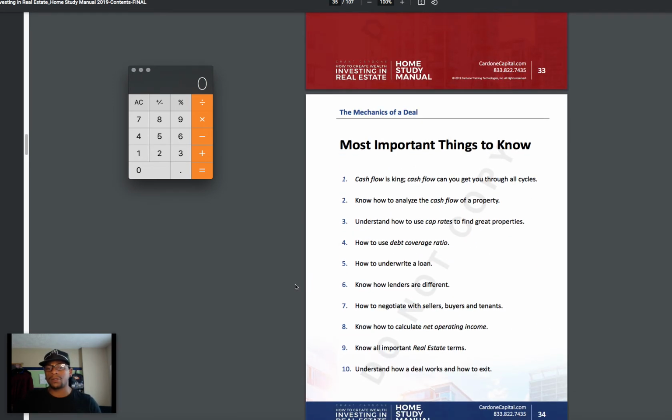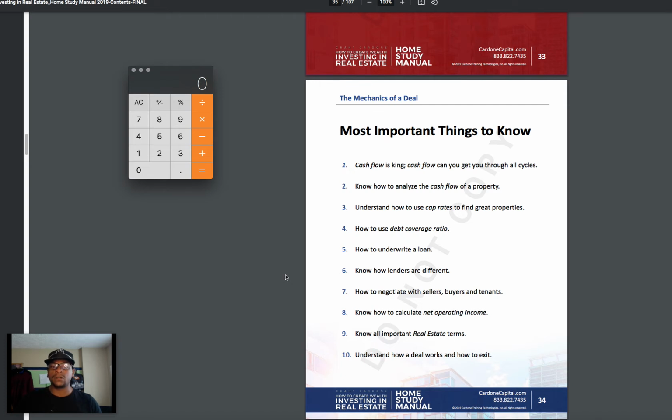The most important thing to know: cash flow is king. Cash flow can get you through all cycles, just like we have seasons in life, seasons in the weather in certain areas of the globe. It's the same thing with what cash can do for you. Cash is an accelerator. Cash is a helping hand. Cash is an employee.